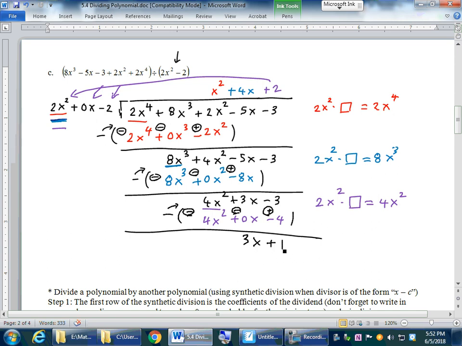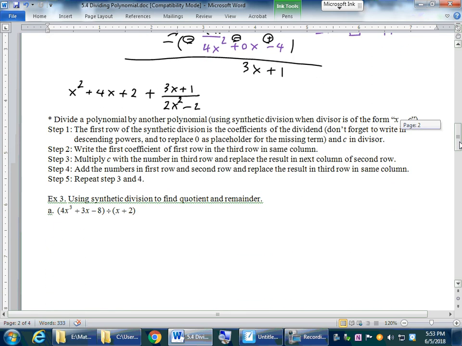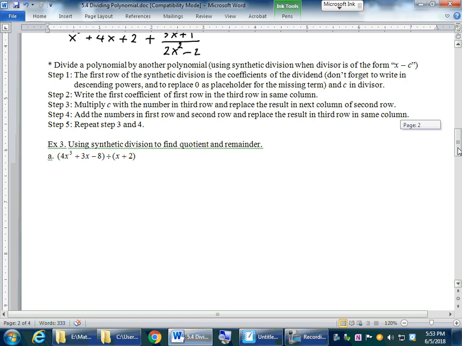So finally, my final answer is x squared plus 4x plus 2, and then plus (3x plus 1) over (2x squared minus 2). That will be my final answer on the long division. Now we're going to move into synthetic division.